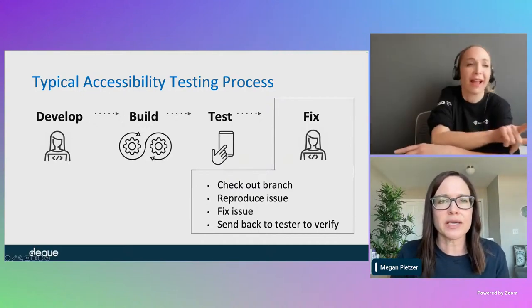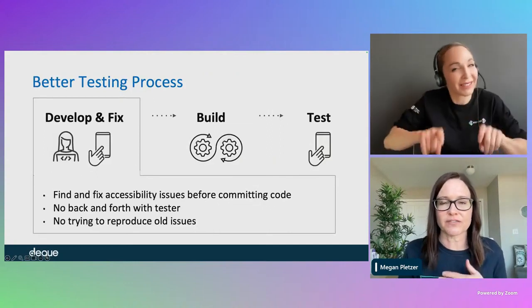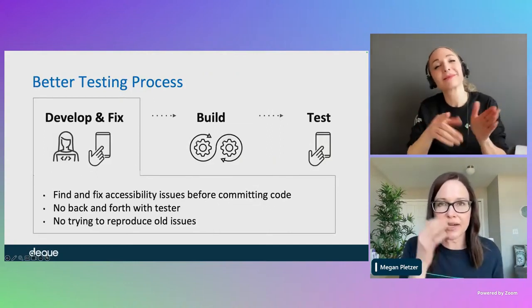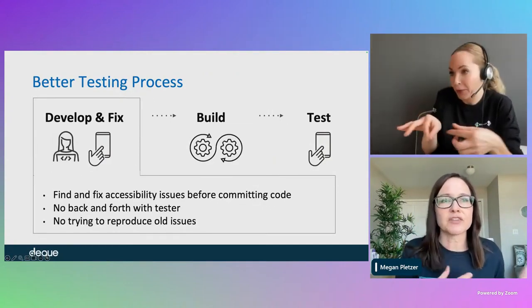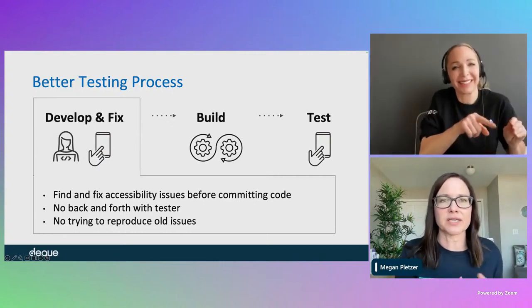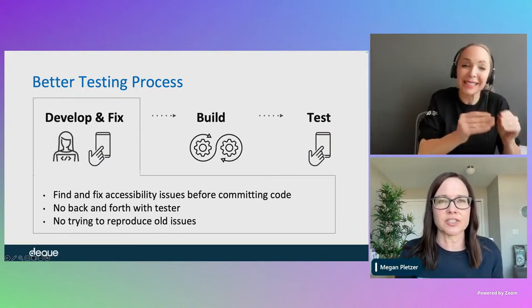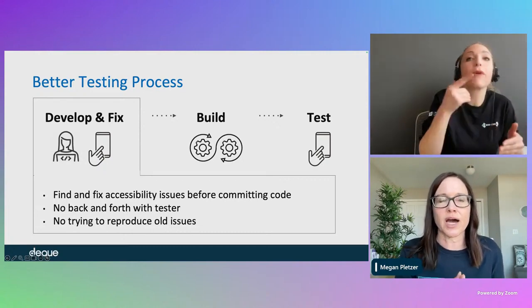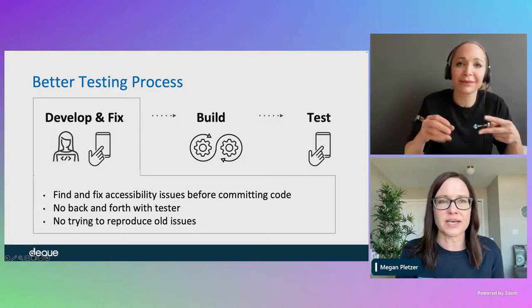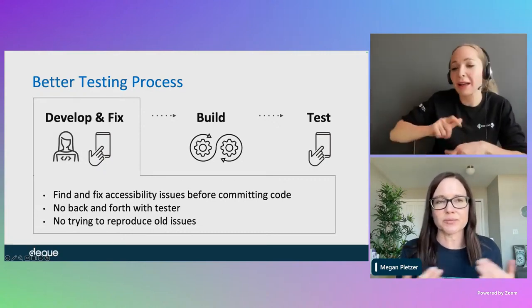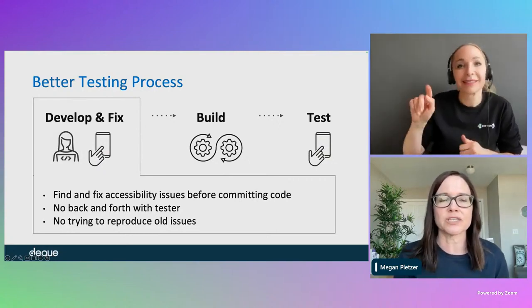So my recommendation is really to think about shifting that fixing as far left as you can. As a developer, develop and fix together at the same time. Find your accessibility issues before you've even committed your code. It'll save you that back and forth time with the tester. It'll save you the time of switching between branches and trying to reproduce old issues.